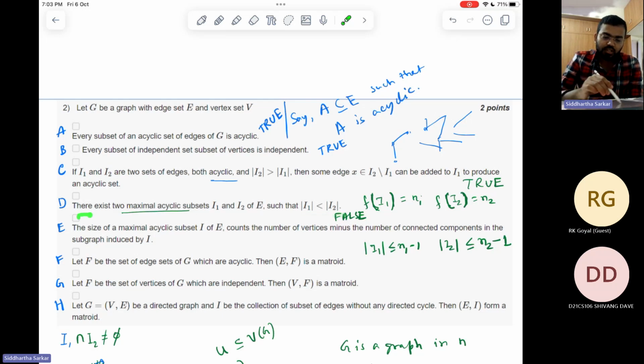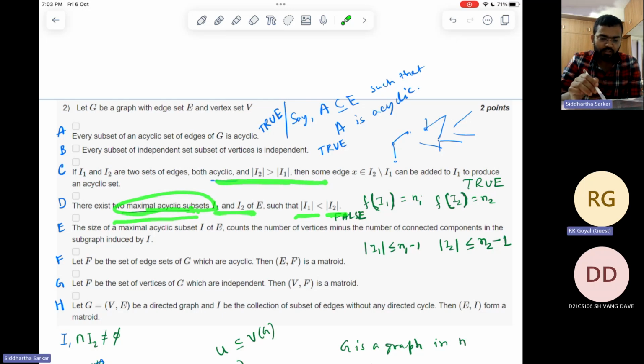We want to prove that this is false. So first assume that this is true, then we will try to get a contradiction. Assume that I1 and I2 are in fact maximal acyclic subsets of edges and the cardinality of I1 is less than the cardinality of I2. Then we apply the statement of the previous claim to I1 and I2. So there is some edge X which is in I2 but not I1 that can be added to I1 to get another acyclic set. So that means I1 is not maximal. The maximality of I1 is contradicted.